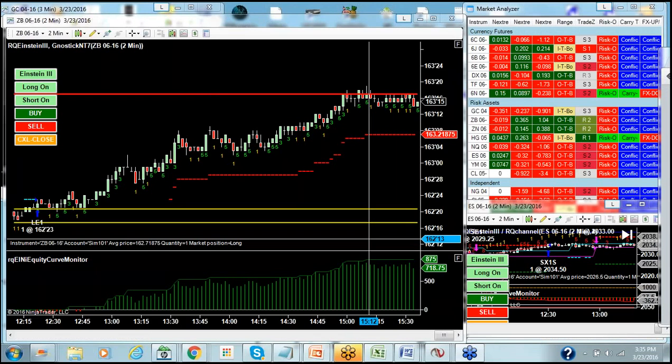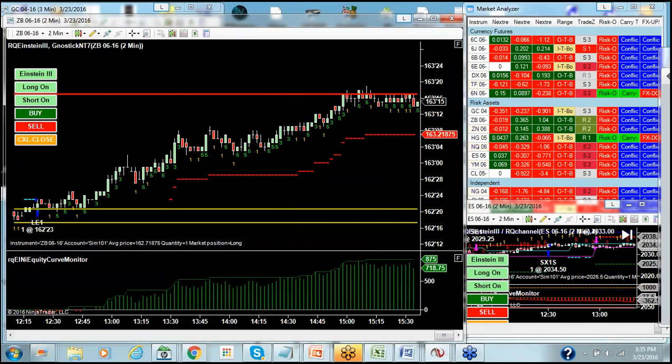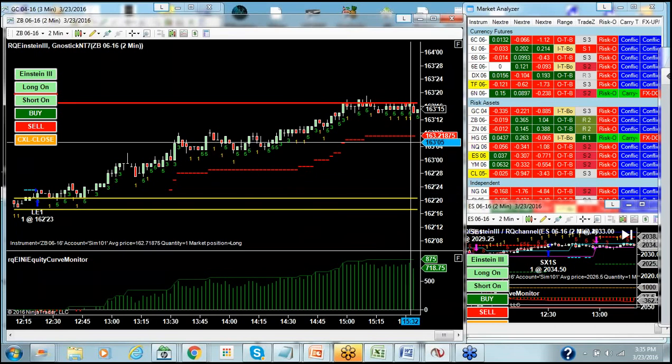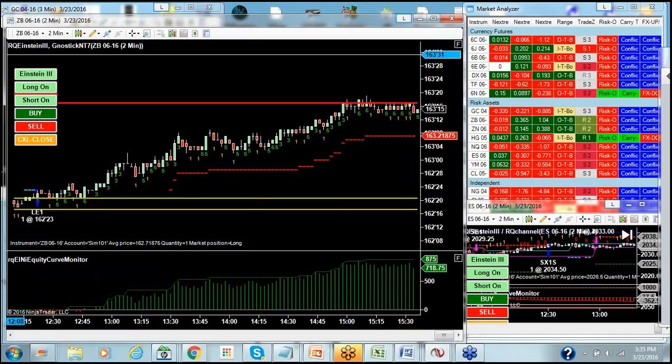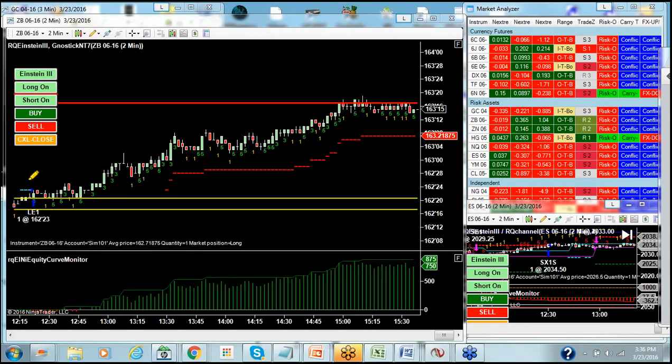with the Einstein III with trailing stops. This is a trade that triggered right around lunchtime in the bonds. Here was the signal, and this is a textbook trade as far as the zones and combining that with Einstein III, the automation system. Let me show you, here's the trade signal.